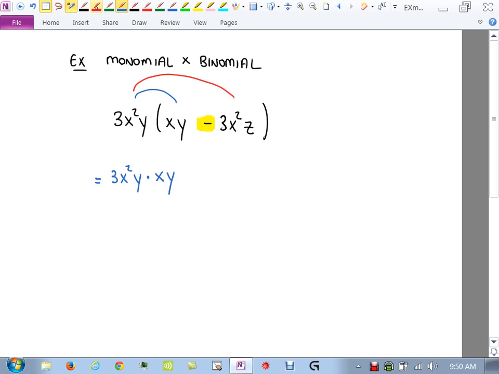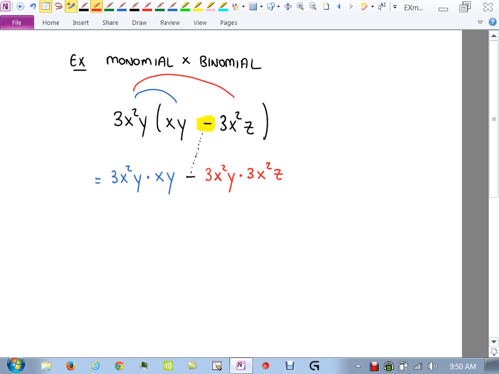Then I have a minus sign. And that's just that right there, right? And now I'm going to do the 3x squared y times 3x squared z. That's a monomial times a monomial again. So it's going to look like this. It'll be 3x squared y times 3x squared z. And now I'll do each of these individually. And this time I'm not going to rearrange. I'm going to try and do it mentally.